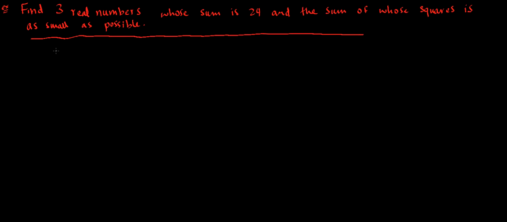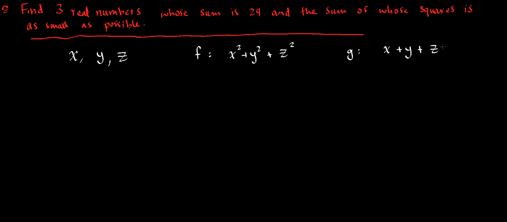Okay, so I'm gonna say the three numbers I have, let's call them x, y, and z. And the function I'm trying to minimize, because here we're saying as small as possible, let's call it f, is x squared plus y squared plus z squared, right? We're trying to find the lowest possible value of this function. And the constraint we have, let's call it g, is that x plus y plus z is equal to 24.